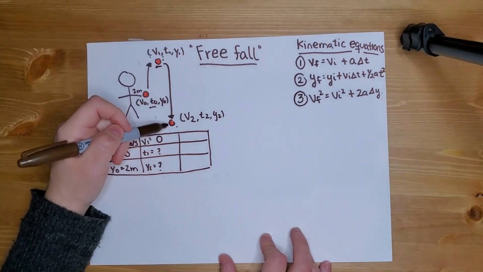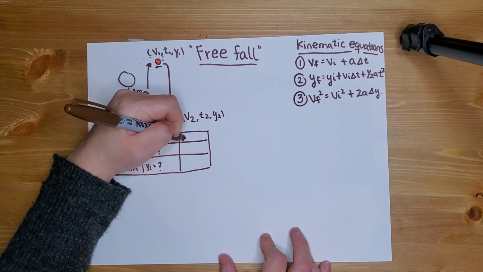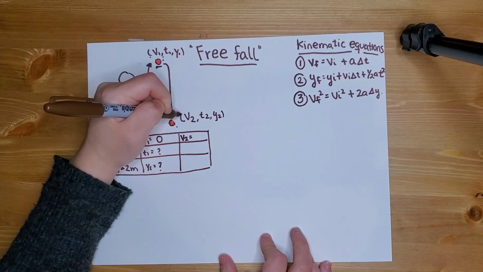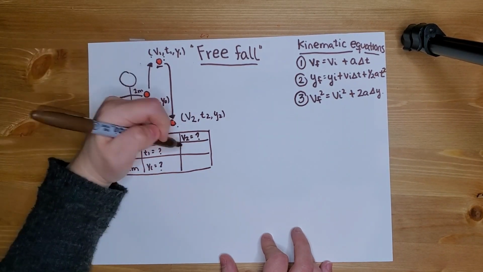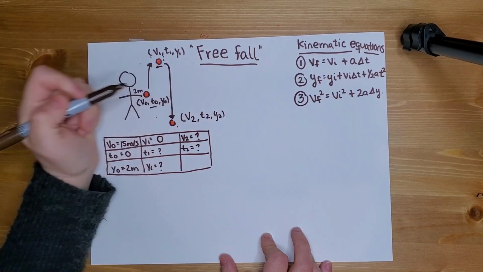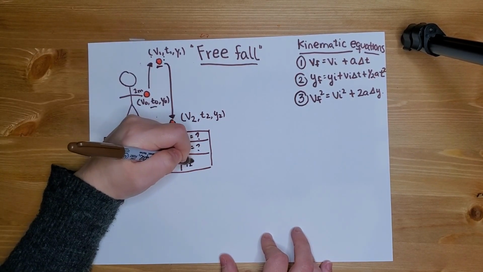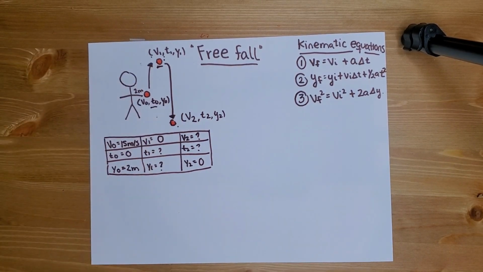And then for my final step, I have my V2, we don't know how fast the ball was traveling when it hit the ground. My T2, we're trying to find that. Also, we don't know that yet. And my Y2, we actually do know that it's 0 meters because it hits the ground at exactly 0 meters.